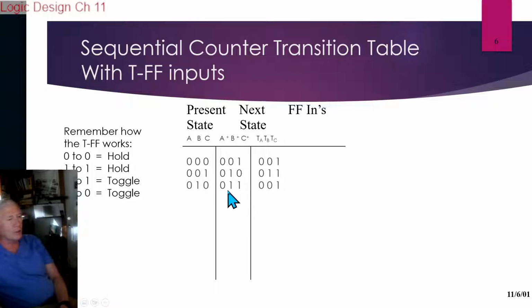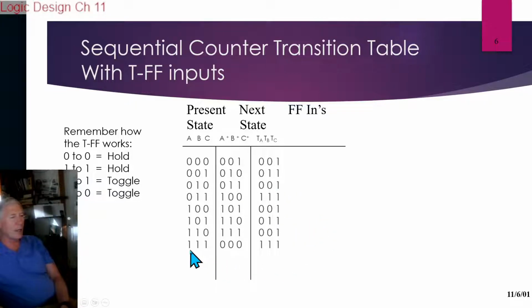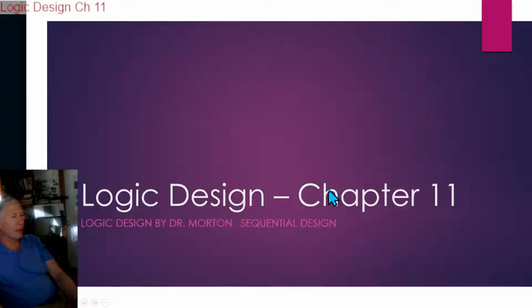So the only one that changes in this case was the C. If we keep on going all the way to the end where we go back to 0, you'll notice that in every case, we want to toggle the C. It changes every single time. Every other time we toggle the B, and every fourth time we toggle the A. That's just how it works. That's how a counter that counts in a strict sequence, 0, 1, 2, 3, 4, 5, 6, 7, in order, works.